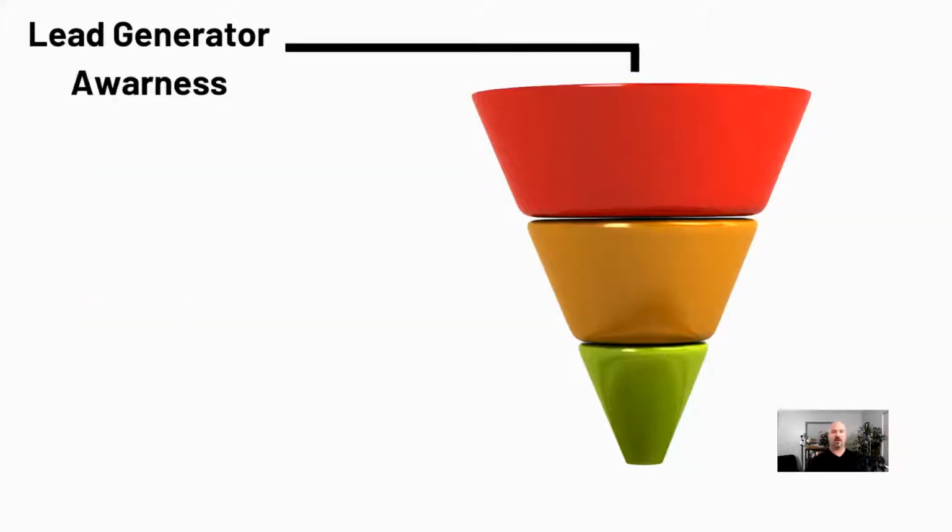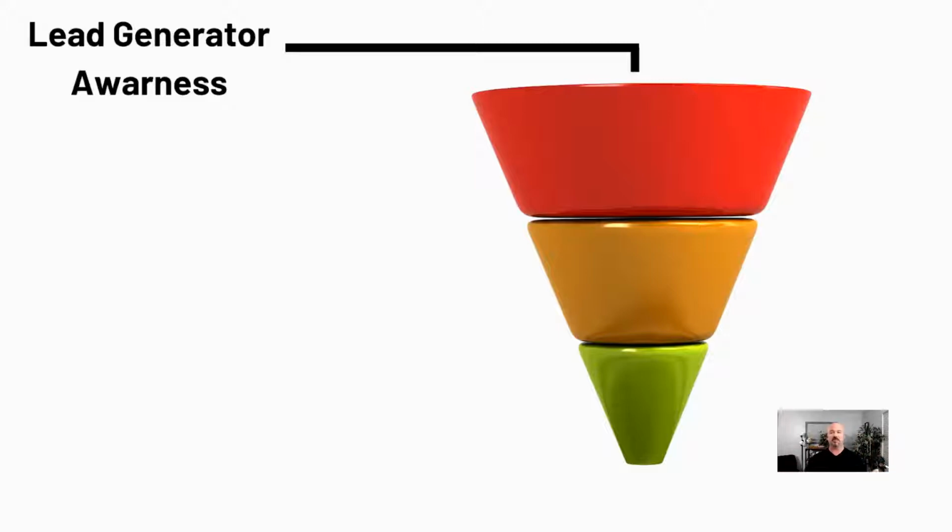So the first one I want to go over is the lead generator or the awareness. Now, to bring people into the top of your sales funnel, you can do this one of two ways. You can do it either with paid traffic or you can do it with organic traffic. And what we're going to talk about mainly in here is both. It doesn't really matter which one.